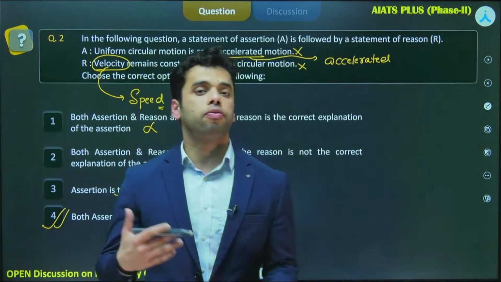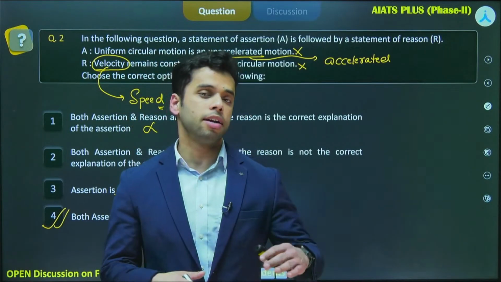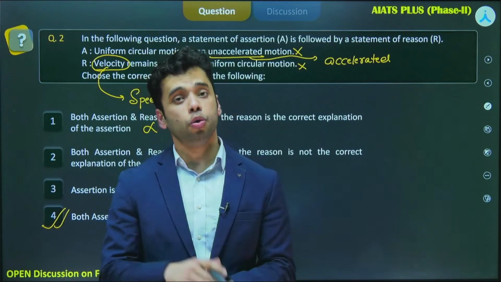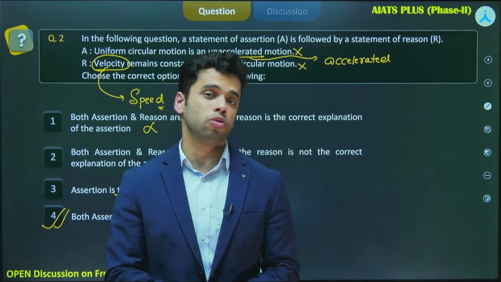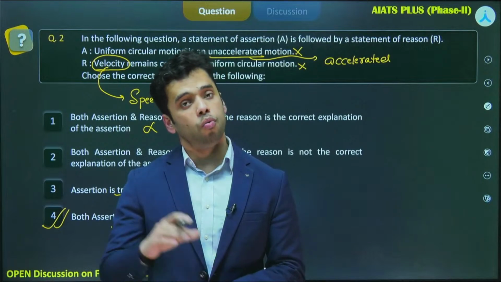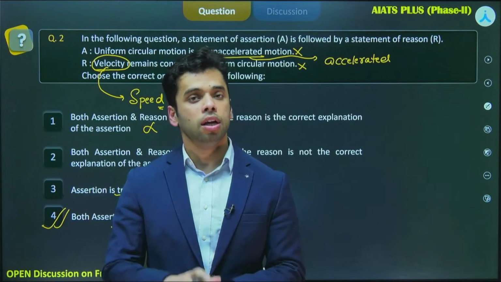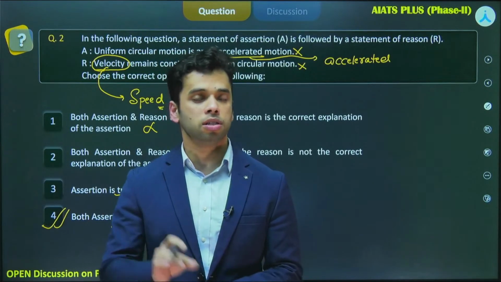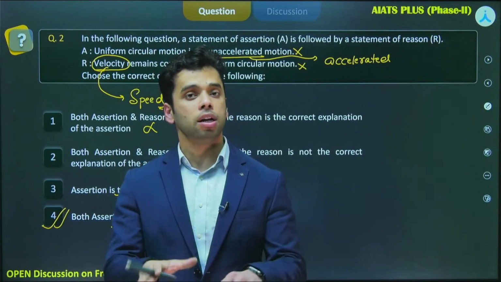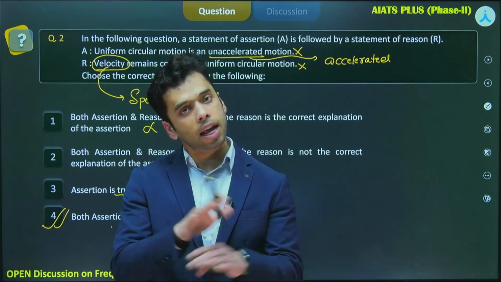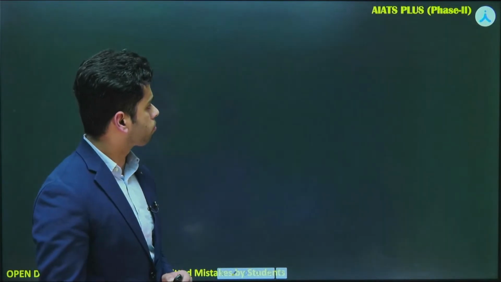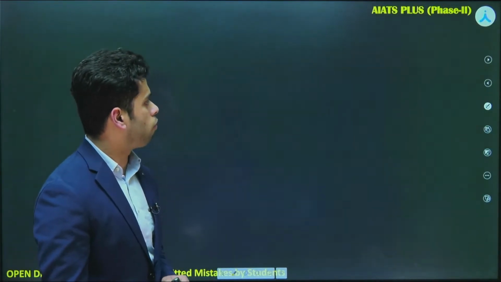So in any kind of circular motion, whether uniform or non-uniform, the velocity is going to change. But the key difference is that in uniform circular motion, the speed of the particle remains constant, while in non-uniform circular motion, even the speed doesn't remain constant. The speed will also change along with velocity, but the velocity changes in any type of circular motion, right? So I hope you are clear with this. Let's move forward to the next problem.